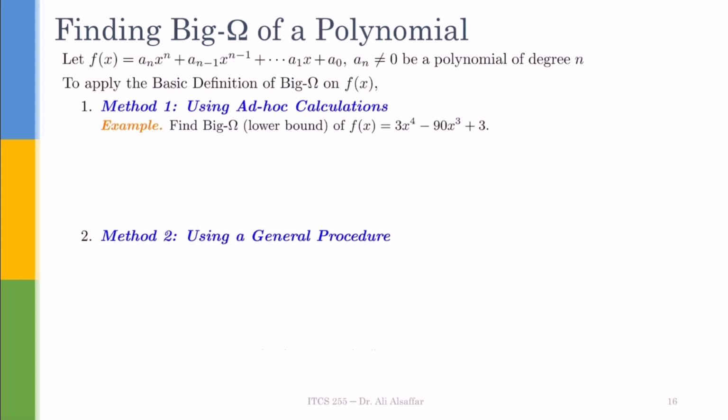So let us consider a polynomial that has some negative coefficients. Now we need to find big omega, which is a lower bound, of this polynomial: 3x raised to power 4 minus 90x raised to power 3 plus 3. Let me show you the trick for how you can prove that this polynomial can be written as greater than or equal to a constant multiplied by x raised to power 4.